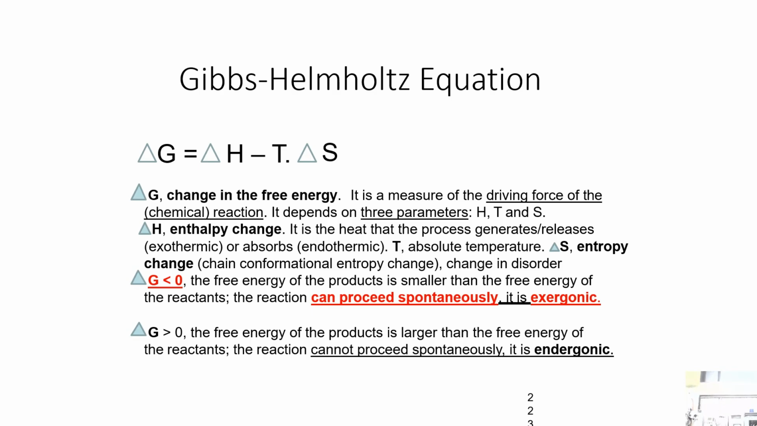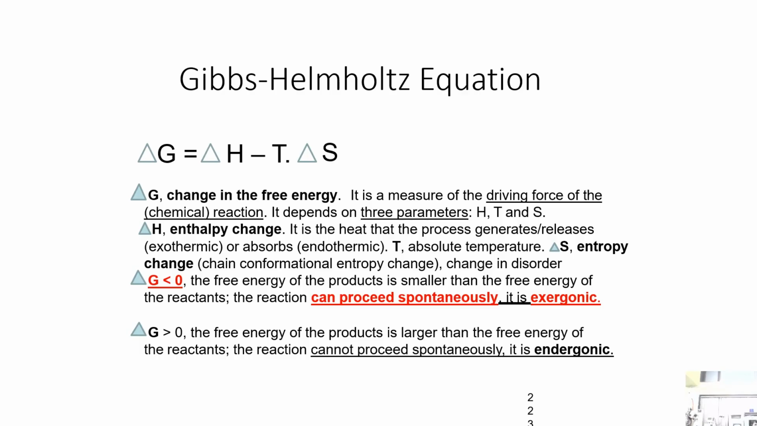H is the enthalpy change. It is the heat of the process, that the process generates or releases, like exothermic, or absorbs, endothermic. T is absolute temperature, obviously, and delta S will be the entropy change, the chain conformational entropy change. So change in disorder. Now, if delta G is lesser than 0, the free energy of the product is smaller than the free energy of the reactant. The reaction can proceed spontaneously, it is exergonic.